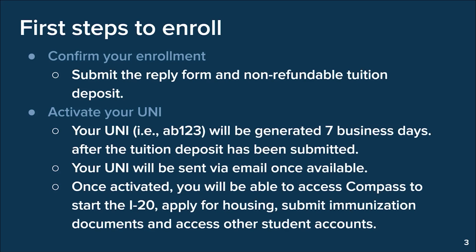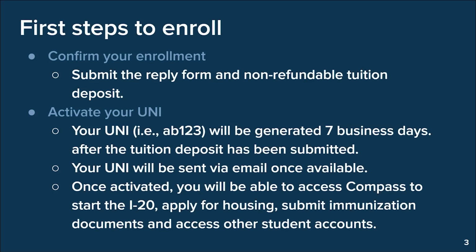And unfortunately, once that happens, it's not immediate. It will take about 7 business days for your UNI to be generated, and a UNI will look something like AB123 as listed on this slide. And we're not counting Saturdays and Sundays. So, for example, if you have received your UNI by email on a Friday, it will take a couple of weeks to get to you. So just keep that in mind when you are thinking about the time constraints with this process.